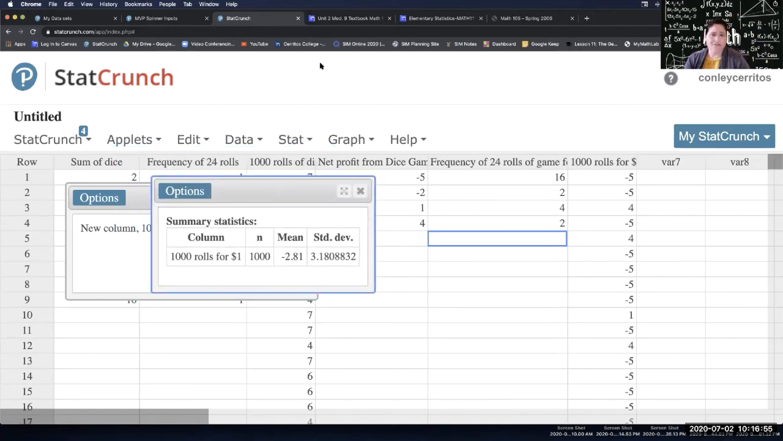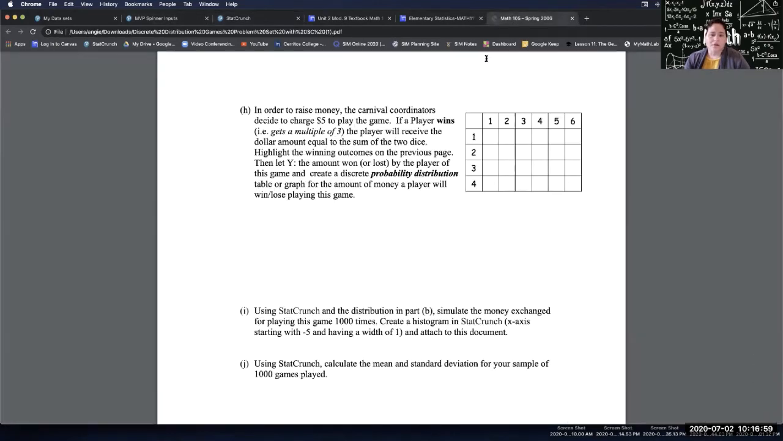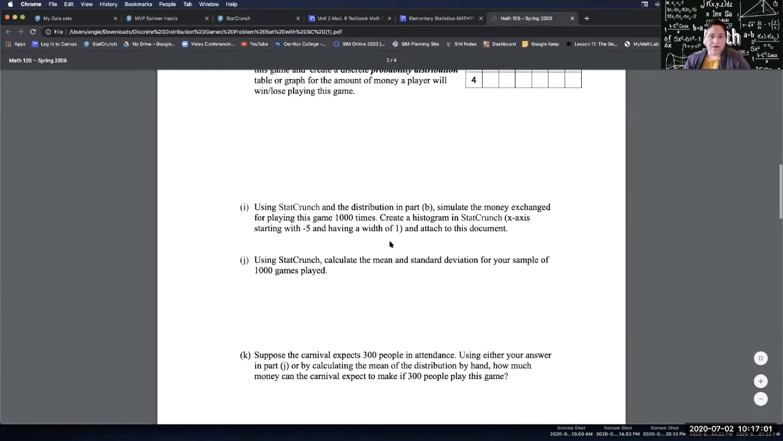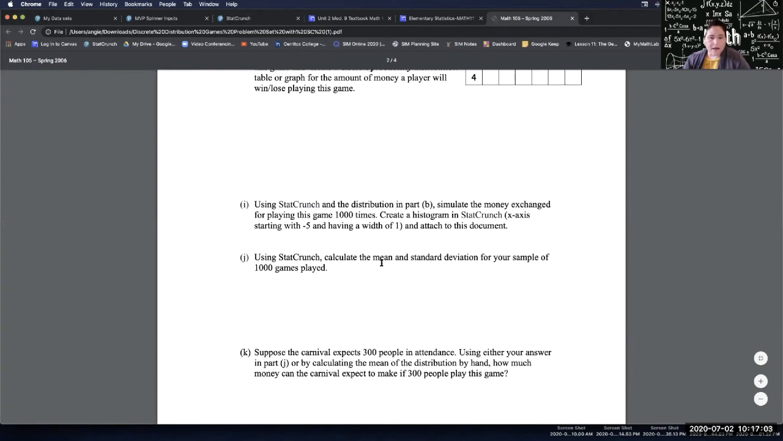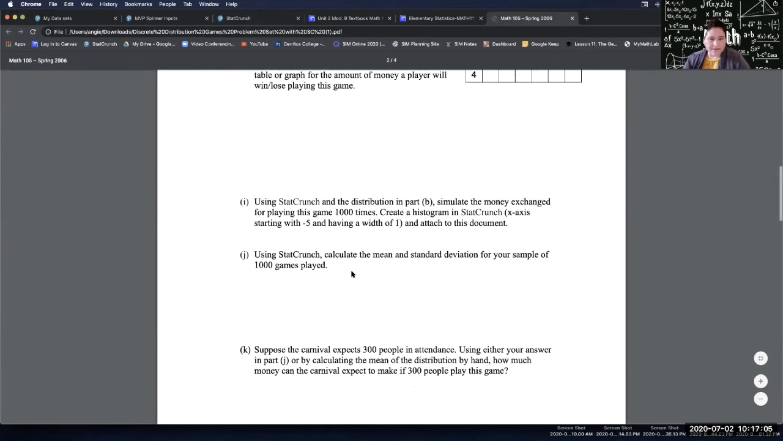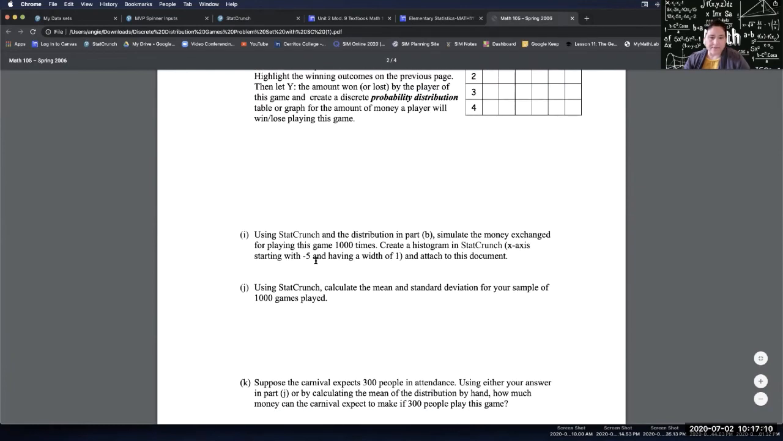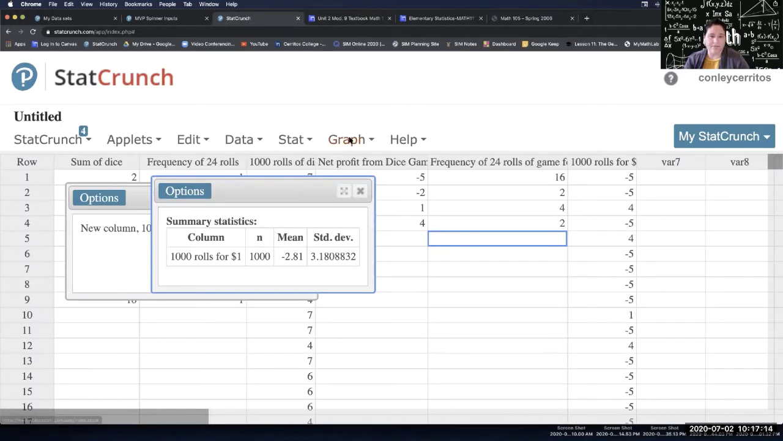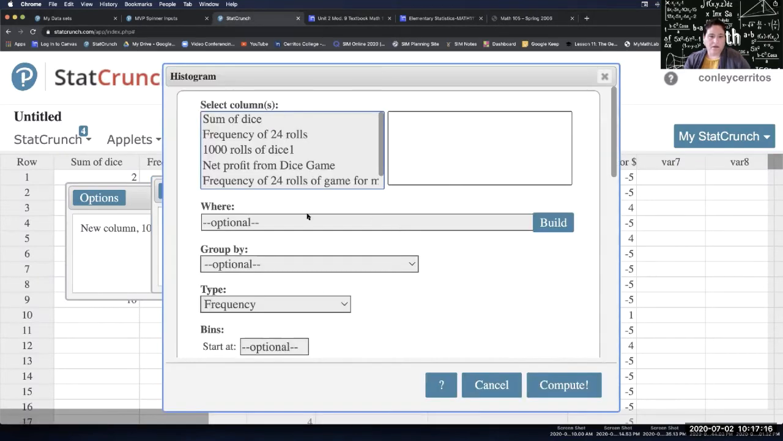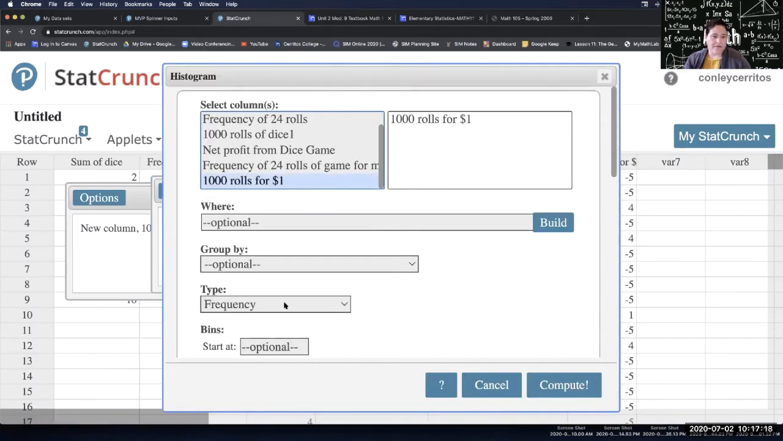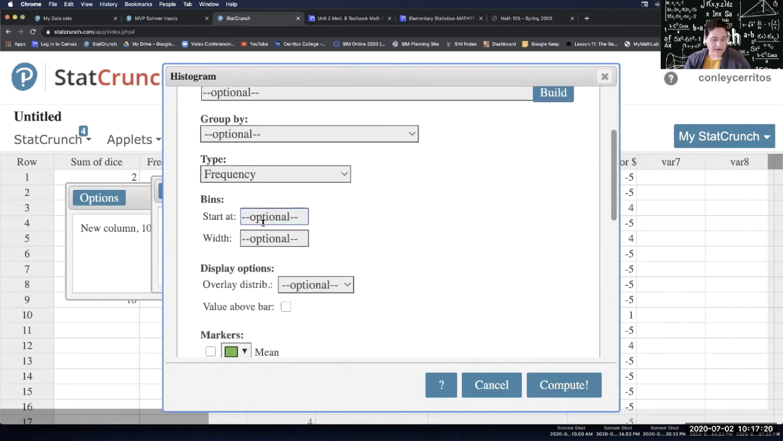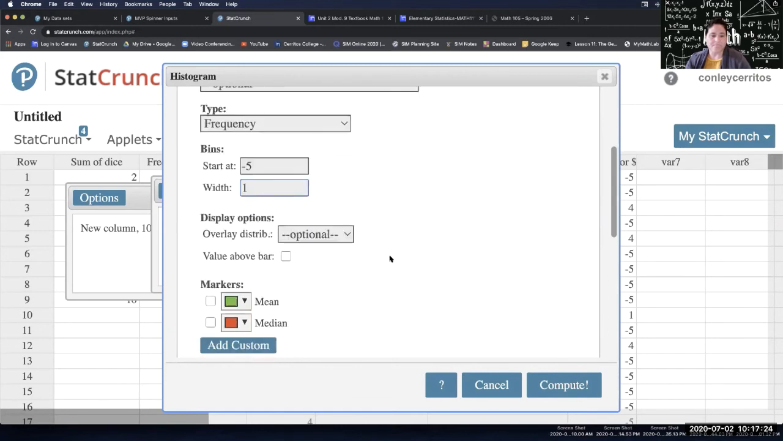But we're all going to use that for our own mean. So I've got the mean and the standard deviation. Oh, I didn't do the histogram. So I've got to do my histogram for my 1,000 rolls. Start at -5, and we're going to go just by 1 so that we can really see this.